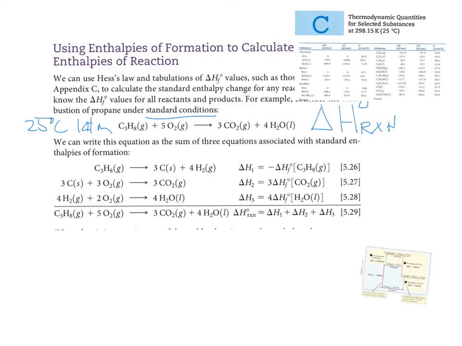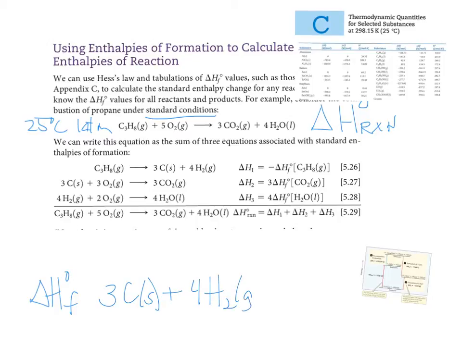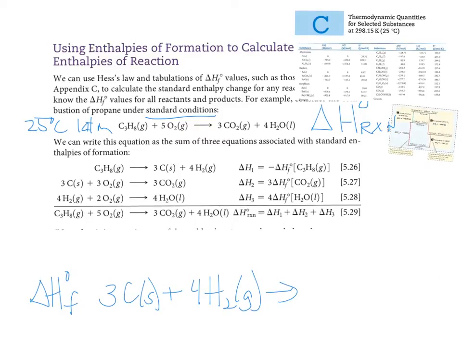That's what we have down here. The standard enthalpy of formation of propane, I'm going to write it down here, would be 3 carbons in their solid state as graphite plus 4 moles of hydrogen as a gas, because that's how it exists in its standard state, to make C3H8 as a gas. That's our equation for the formation of propane from its standard states.